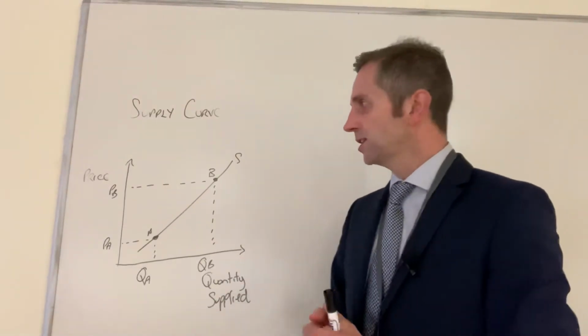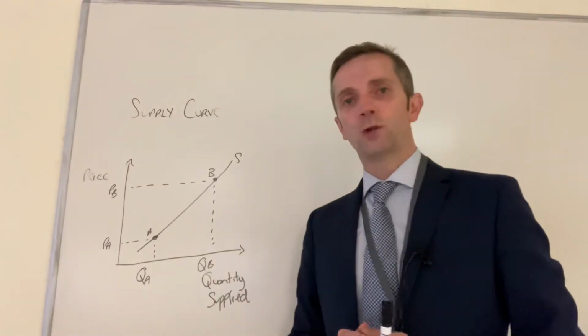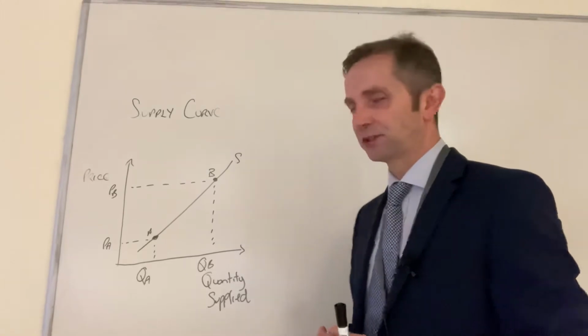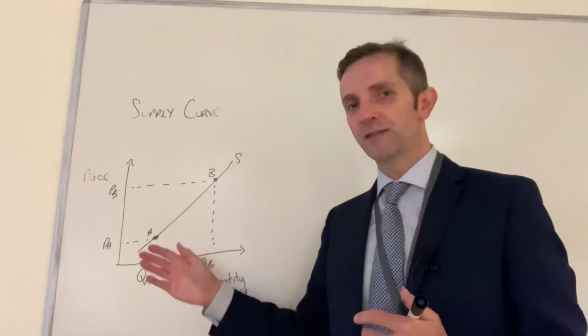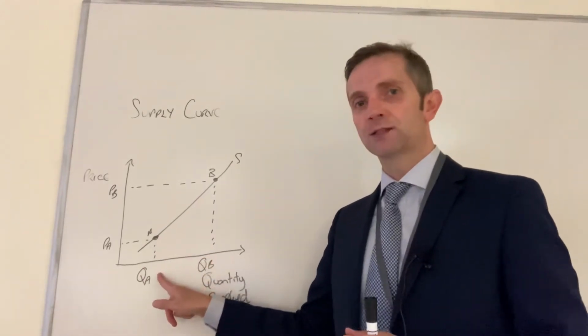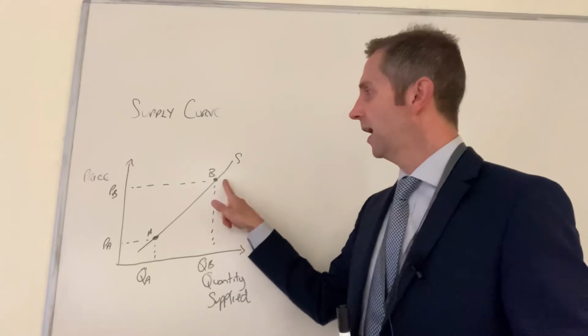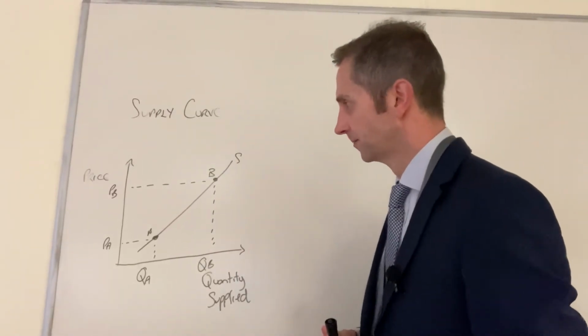Same axes as before. We've got price on the y-axis and quantity supplied on the x-axis. But in this instance, the relationship is an upward sloping curve. Low price, relatively low quantity supplied; high price, much higher quantity supplied.